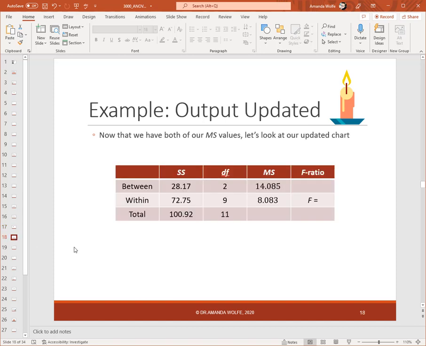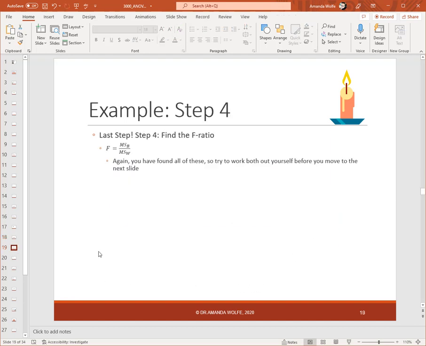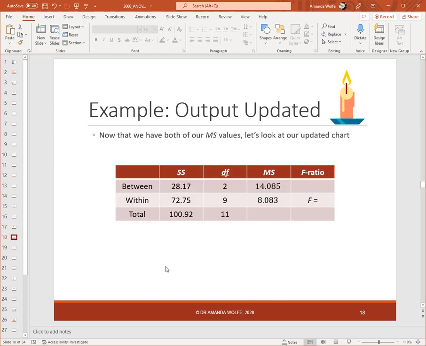So we can fill out our chart again. So your chart should start to look like this. This is just, again, a summary of all of the calculations we've done so far. Well, now we're down to our F ratio. The formula for the F ratio is to take our 2 mean squared and divide them. Between is our numerator and within is our denominator. So go ahead and pause, see what you come up with.